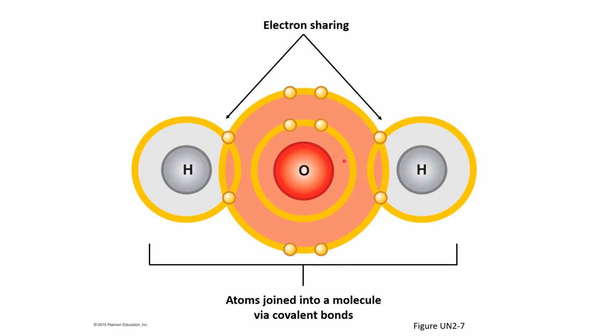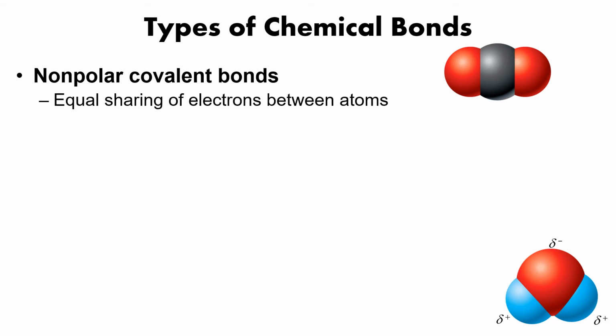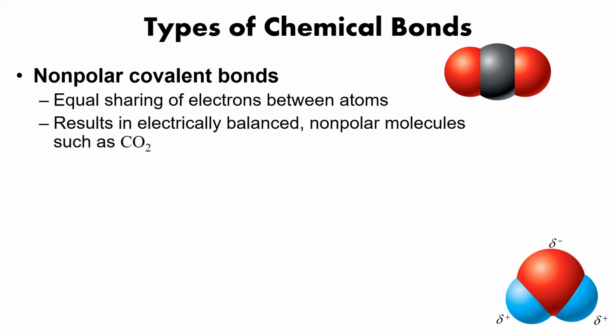And oxygen, it has 2 empty spots. So it's actually going to have 2 covalent bonds. So this is going to then be a water molecule with these covalent bonds. Now there are 2 types of covalent bonds. There's one called a nonpolar covalent bond. In a nonpolar covalent bond, the electrons are going to be shared equally between the 2 atoms. Okay, so each of the atoms is going to hold onto that electron with the same amount of strength.